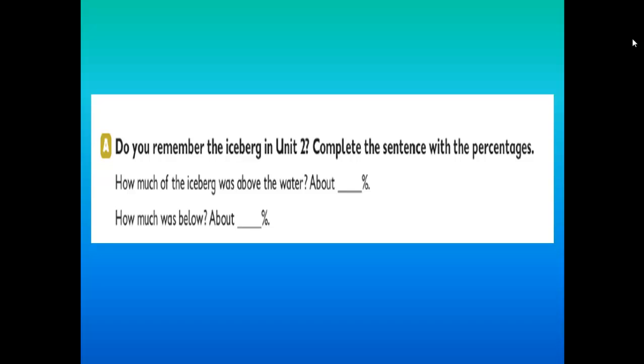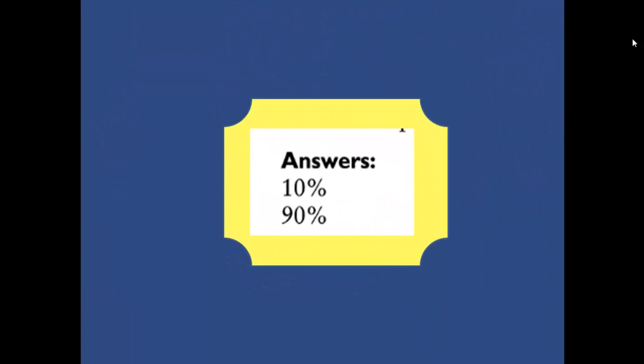So number 1, how much of the iceberg was above the water? It's about 10%. How much was below the water? It's about 90%. So if you have a good and strong memory, you can remember these two numbers.